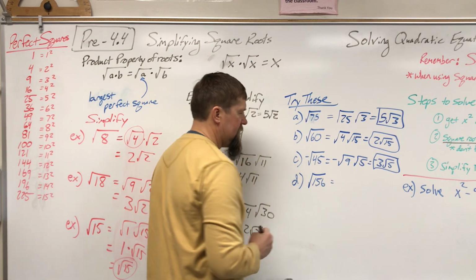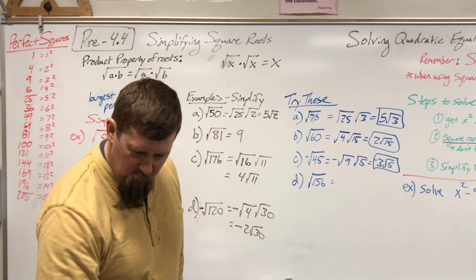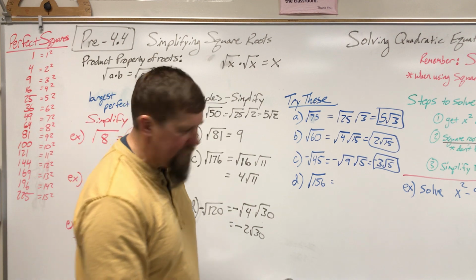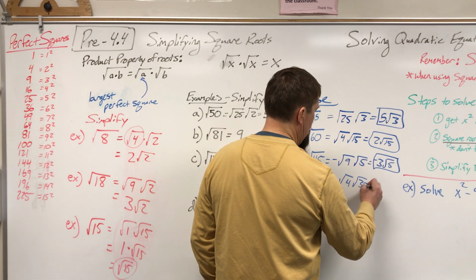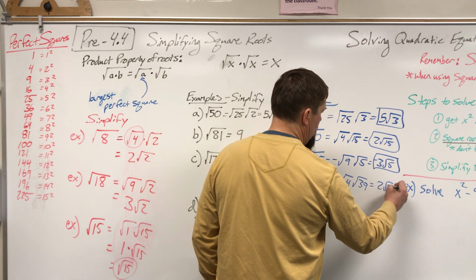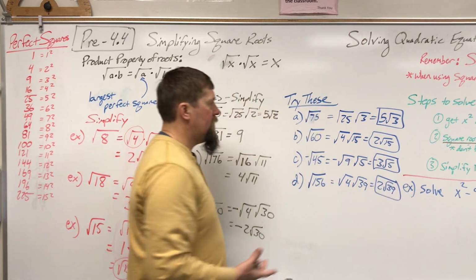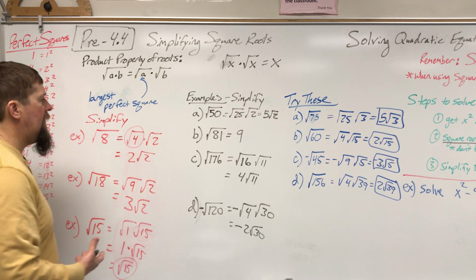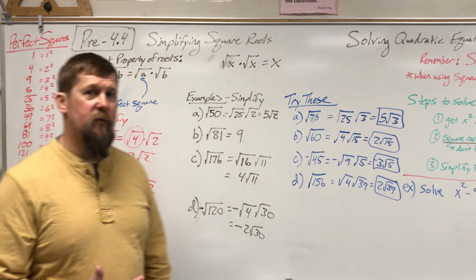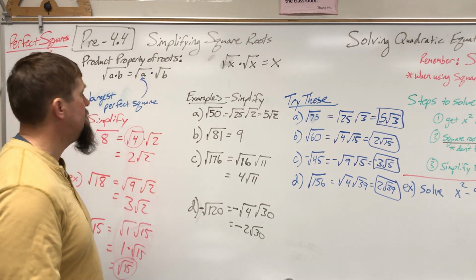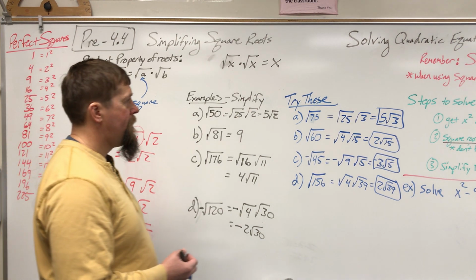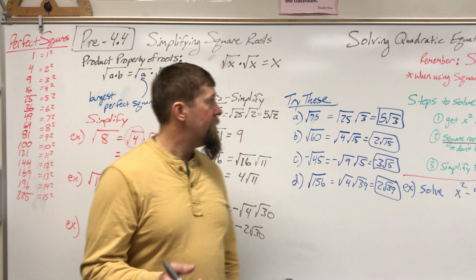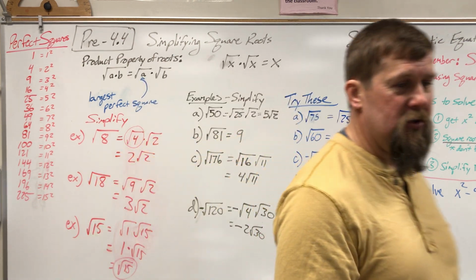And 156, look at the sheet, 156 has a perfect square factor of 4, so that's the square root of 4 and the square root of 39, which is 2 square root of 39. So hopefully you got those right. Hopefully you understand how to simplify square roots, because we're going to be doing that in section 4.4. I will now cover solving quadratic equations using square roots.